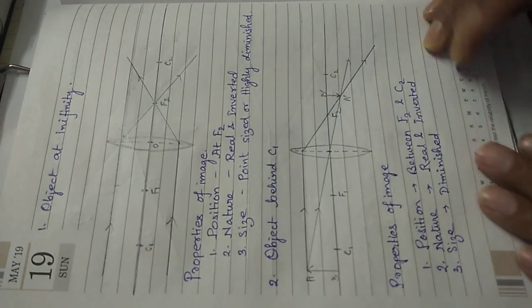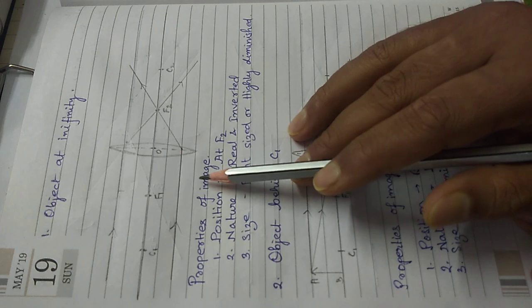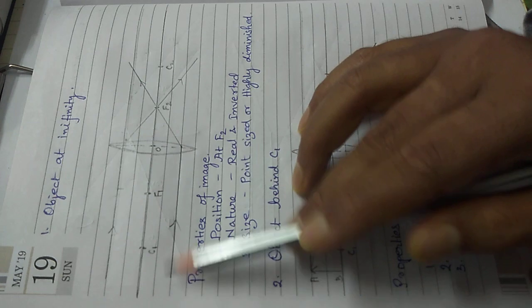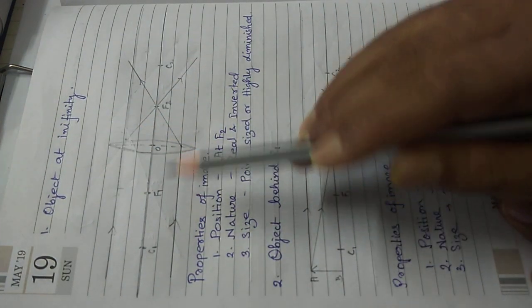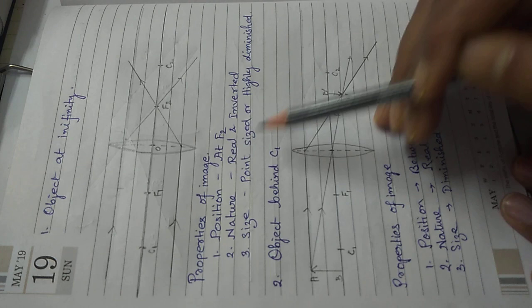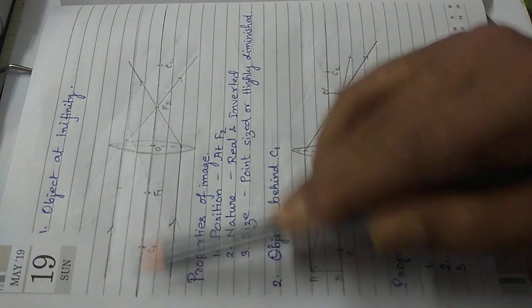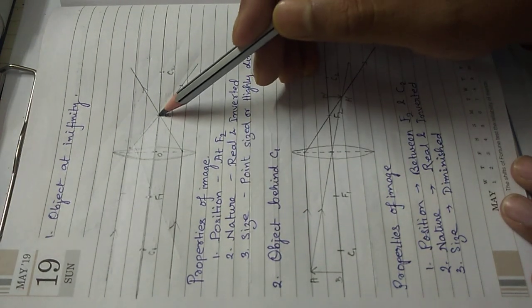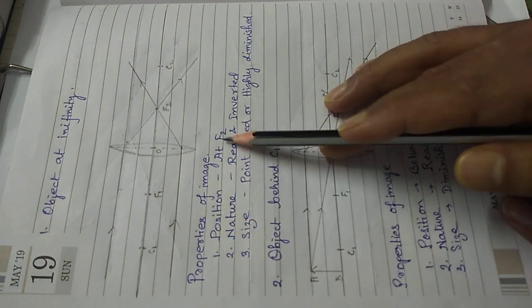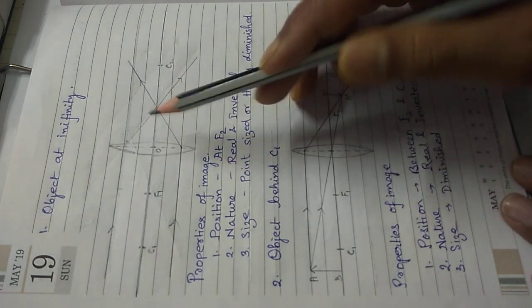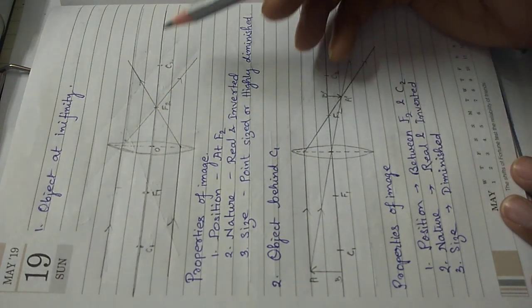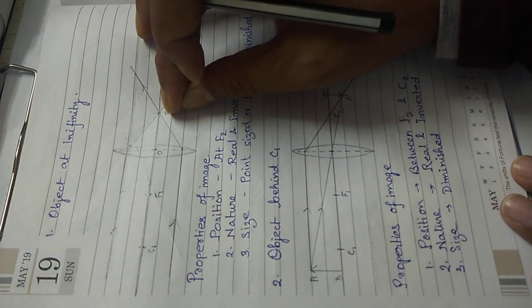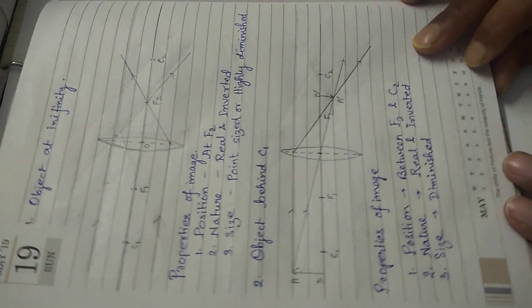So the first one is object at infinity. When the object is at infinity, we know what kind of rays come in. Parallel rays come in. So we'll draw the principal axis, lens, mark C1, F1, O, F2, C2. We'll take 2 parallel rays, one from above, one from below, and as the rays pass, they will meet at F2. So what will be the properties of the image? Position at F2, nature real and inverted. Real because the rays are actually meeting, and real images are always inverted. Size: all the rays are meeting at one point, so it will be point sized or highly diminished.